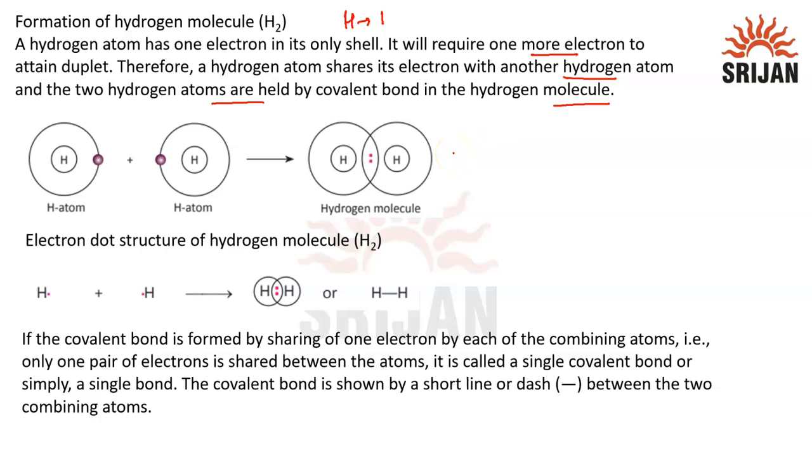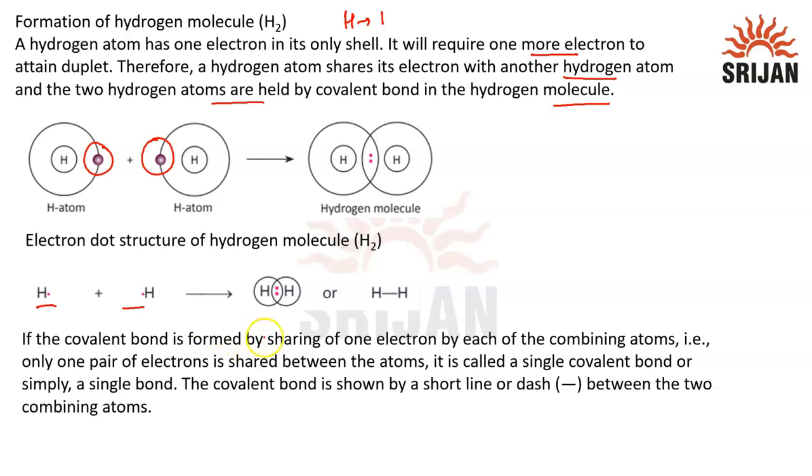Here we can see that both the hydrogen atoms have shared their electrons with each other and formed a hydrogen molecule. This is the electron dot structure of the hydrogen molecule. Here we can show the shared electrons in this circle. We can see that one electron has been shared by each of the atoms.